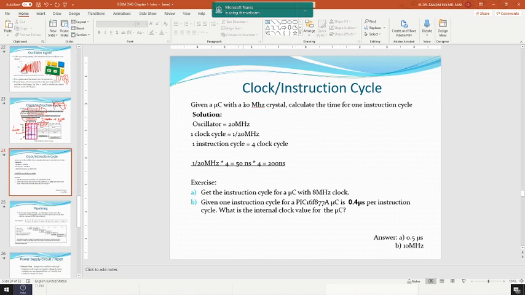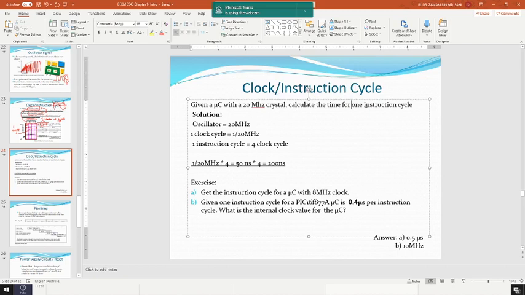Okay, the clock is 20 megahertz, correct? Calculate the time for one instruction cycle. This is the oscillation, 20 megahertz. Then I only times four clock cycles, because I need to find the instruction cycle time. So which one is times two? Okay, all right. Is it okay? Yeah. Sorry, sir. So it's not two, it's only one. No problem, Vincent.